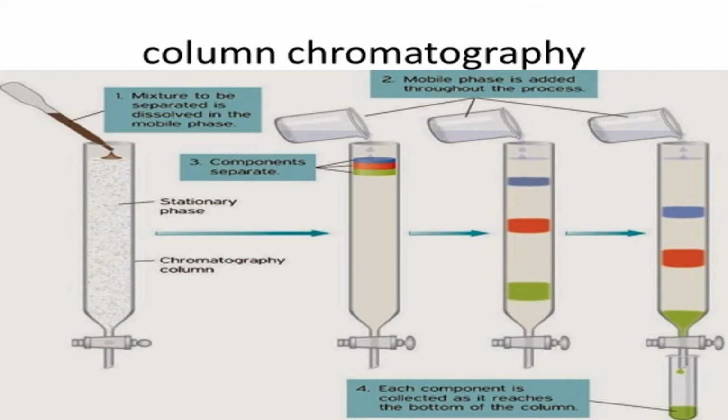Now the column chromatography, it is a type of adsorption chromatography in which the column is filled with certain adsorbent such as silica gel, kieselguhr, etc., alumina, and then this is called the chromatography column, and this column is filled with stationary phase. The mixture to be separated is dissolved in the mobile phase and is applied here. Then we add mobile phase, either n-hexane or alcohol.